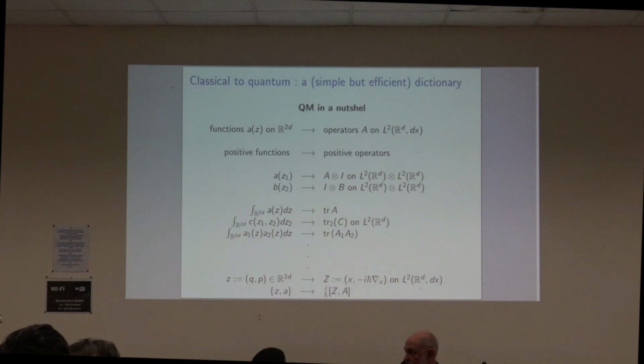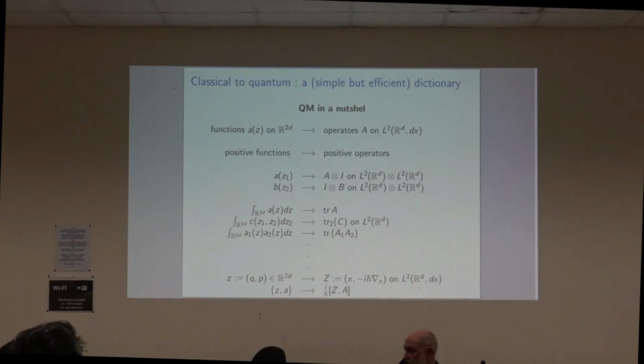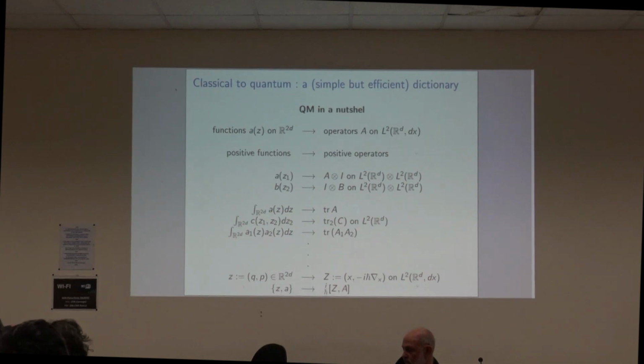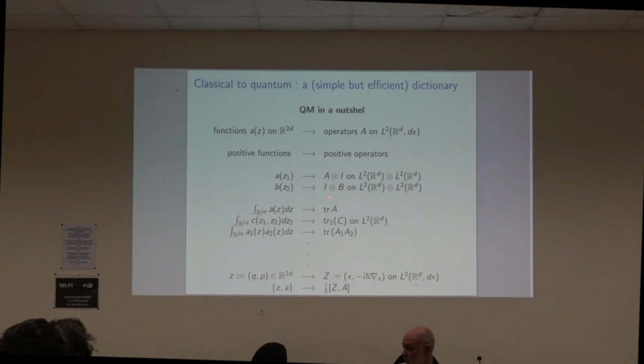As I told you before, a function in classical mechanics, I think everybody has heard about that, becomes an operator acting on a Hilbert space, this one. A positive function gives rise to a positive operator, which has a meaning. If you have a function of one variable only, that is, if I call Z1, Z2 a point in R^2d, if you take a function which depends only on one variable, I get this on the tensor product. If I take another one, I get something like this on the other, on the same tensor product.